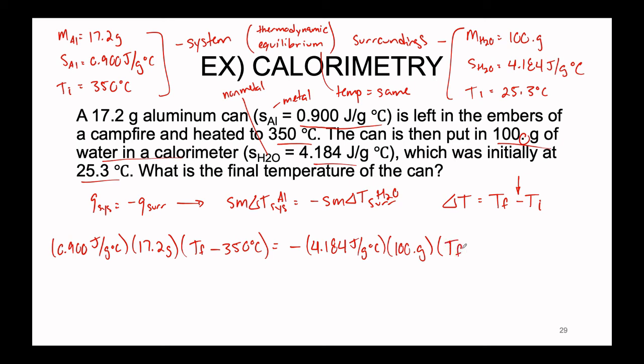So we're going to plug in the same TF for the water on the surrounding side because these two TFs are going to be equal to the same thing. The difference is our initial temperature. Our water had an initial temp of 25.3 degrees C. All right, so remember, temps are the same once we have reached thermodynamic equilibrium. This is going to give us the final temperature of the system and the surroundings. It just so happens in this case that we care more about the perspective of the can, hence why we defined it as the system in the first place.